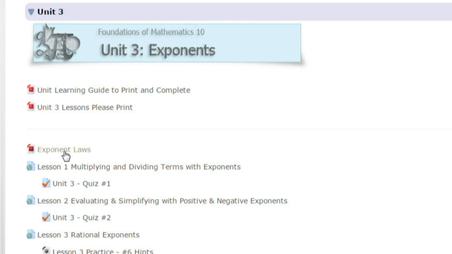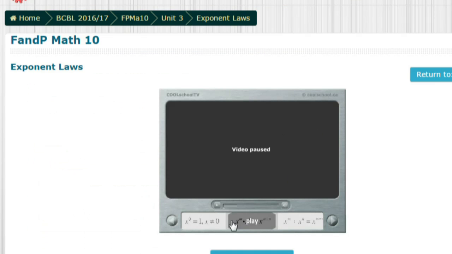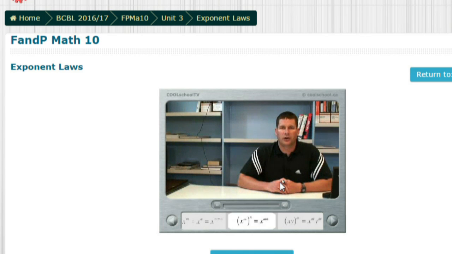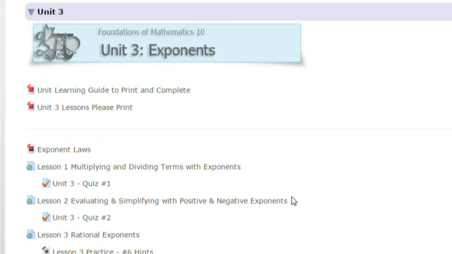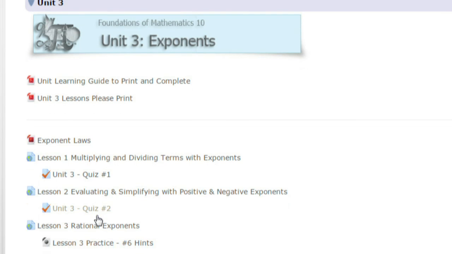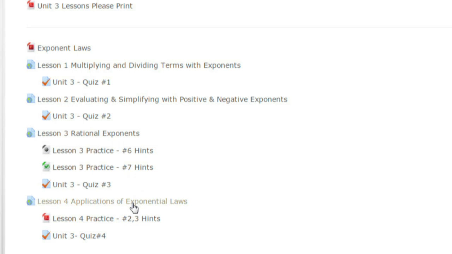There is a little, I don't want to call it a game, but it's kind of like an activity here with a little video on exponent laws. You can go through all the different exponent laws and press play. This is Mr. Swatsky. He'll tell you all about the exponent laws, and it's just a way to remember them. Multiplying, dividing, a quiz, evaluating and simplifying, another quiz, rational exponents, applications, and we're done.